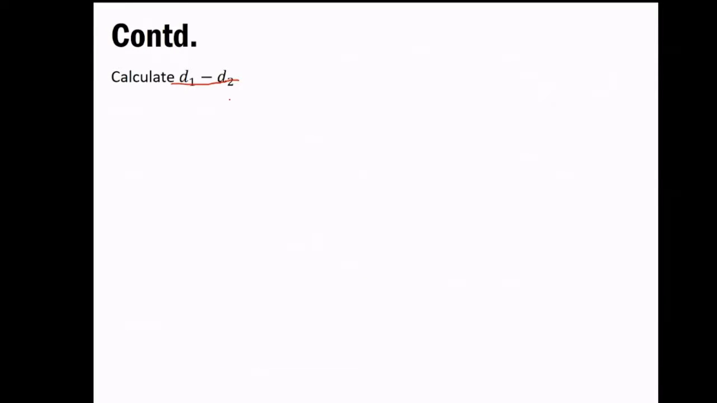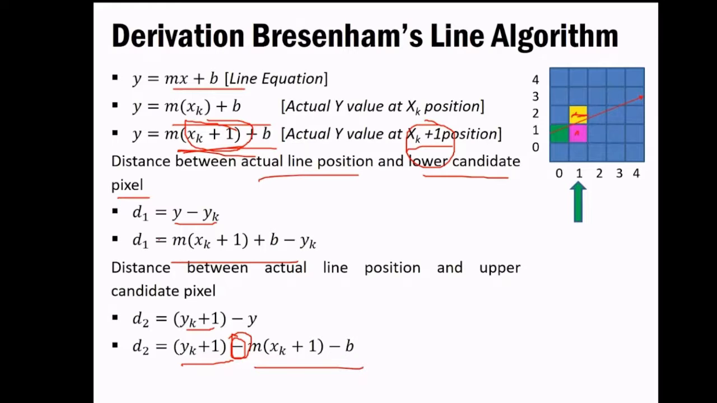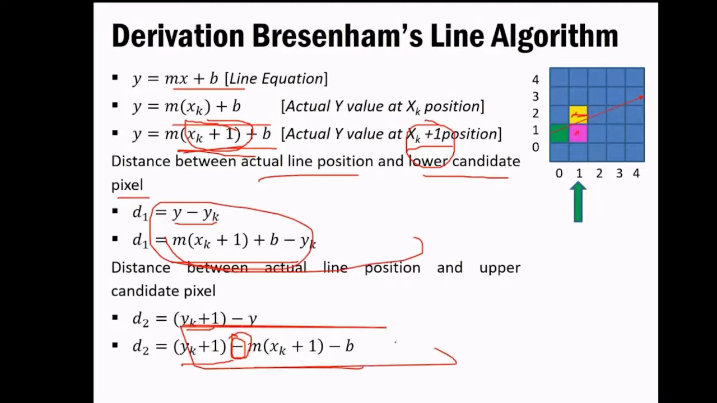What do you have to do now? Do this in your notebook. Do d1 minus d2, come on, fast. You already have the value of d1, so you just have to put it. Put this value in d1 and this value in d2. Okay, do d1 minus d2.